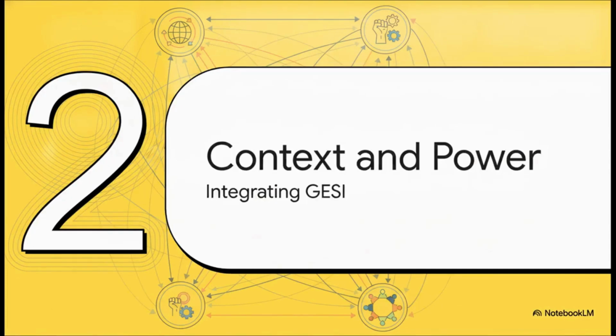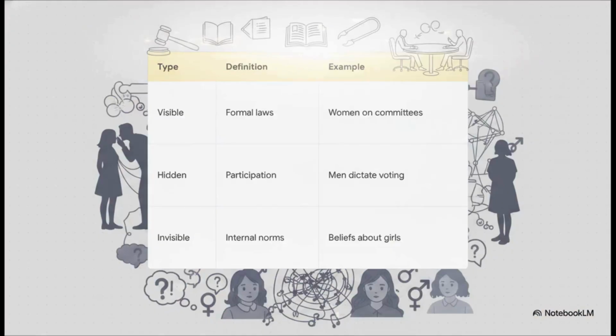Step 2. Context, power, and inclusion. Integrating political economy and GSI from the ground up. Change doesn't just happen in a vacuum, so understanding the landscape is absolutely critical. When we analyze power, formal institutions don't always explain how decisions are really made. We have to look at different layers of power.